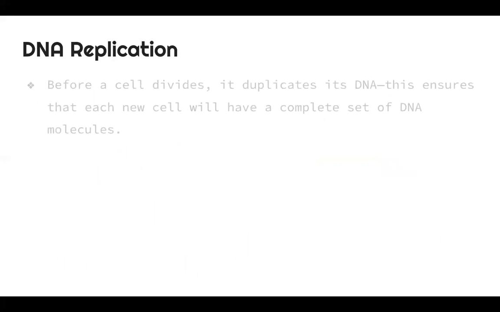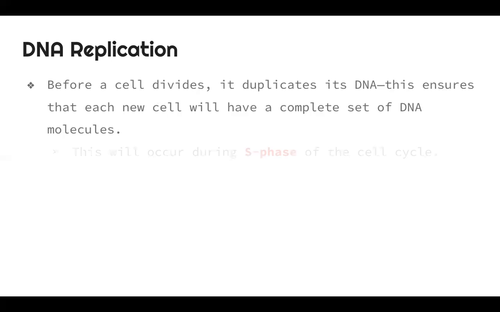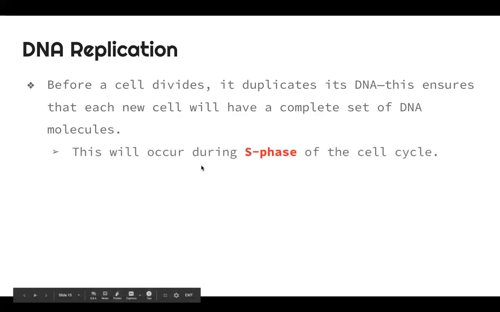So DNA replication. Now that we know what DNA is made of, we could talk about how it replicates itself. Before a cell divides to create another cell, it has to duplicate its DNA. So it copies its DNA to make sure that each cell will have its own set of DNA. This happens during S phase of the cell cycle. We're going to talk a little bit more about each step of the cell cycle a little bit later this unit.